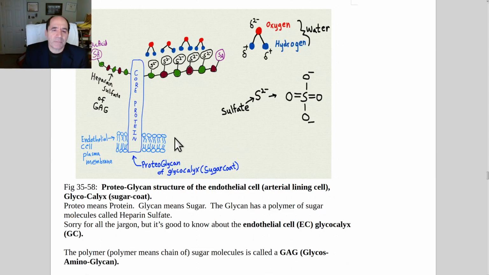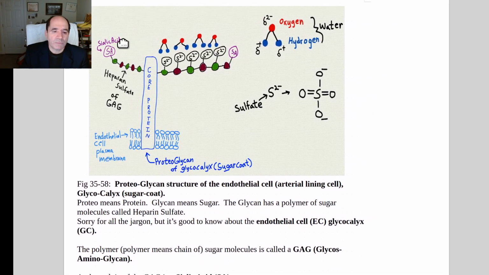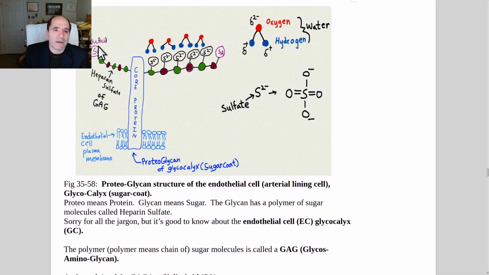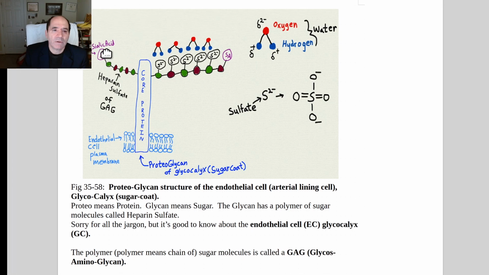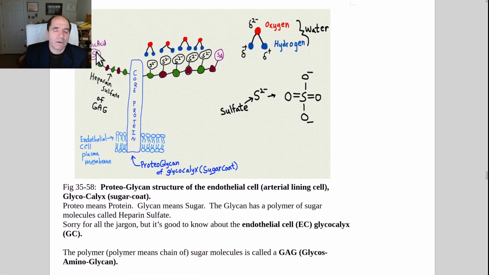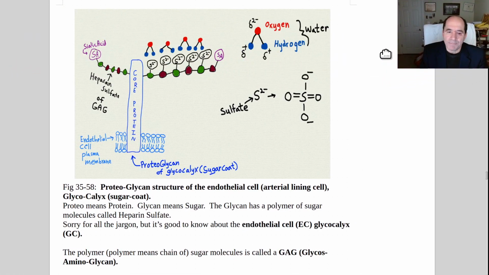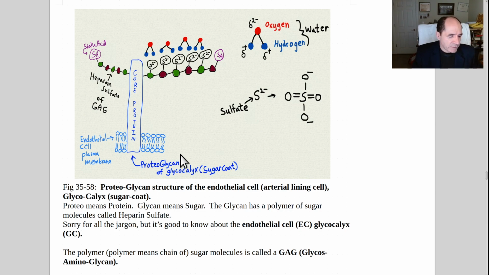Okay, this now is the wall of, like I say, an artery here. By the way, this is illustration 3558. For anybody following in the book, the page number is 525. Okay, so here is the plasma membrane of an endothelial cell, EC, endothelial cell plasma membrane.